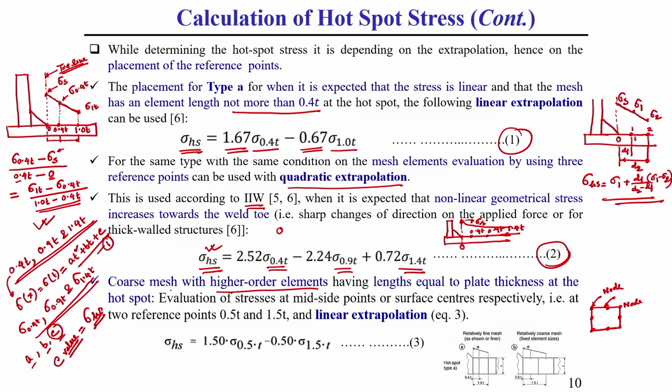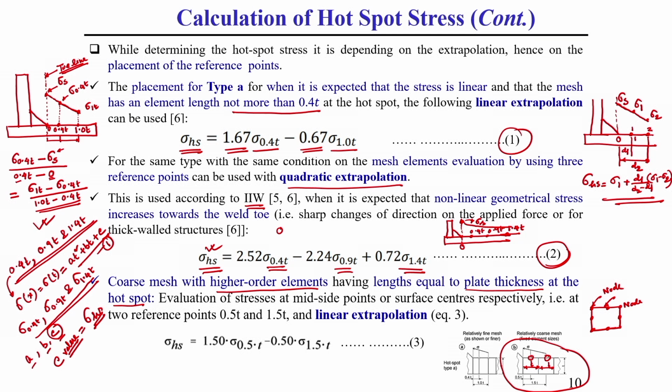That is why for coarse mesh we use higher order elements, and here generally the length of the element is considered equal to the plate thickness at the hot spot zone. This you should keep in mind. Here in this figure B we have shown this coarse mesh. The mesh element size here is considered equal to the thickness of the plate. Due to this higher order, you can predict the stress value in between the element also, at this middle point, here you see this is one middle point, this is another middle point.